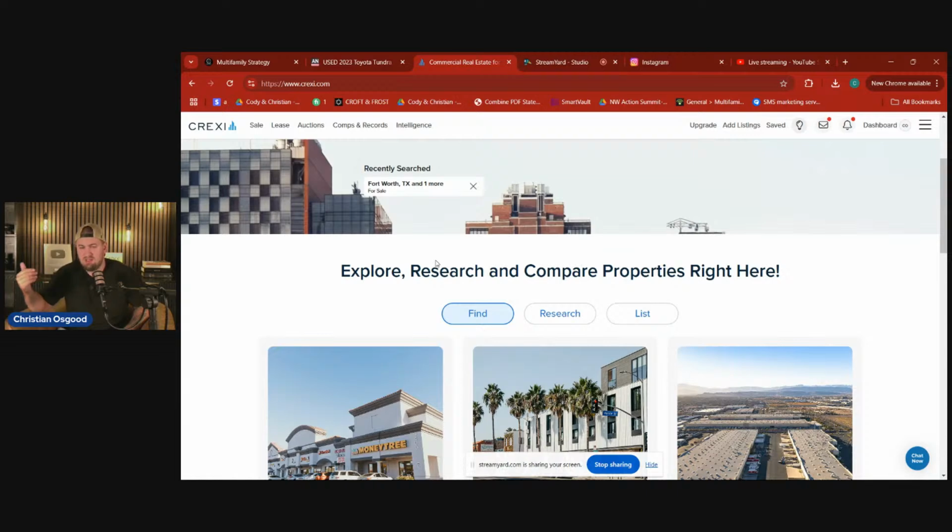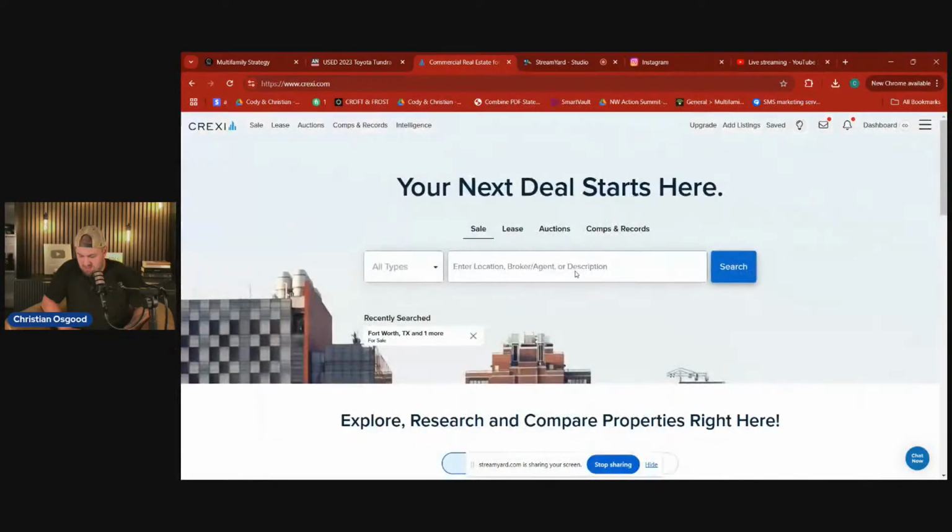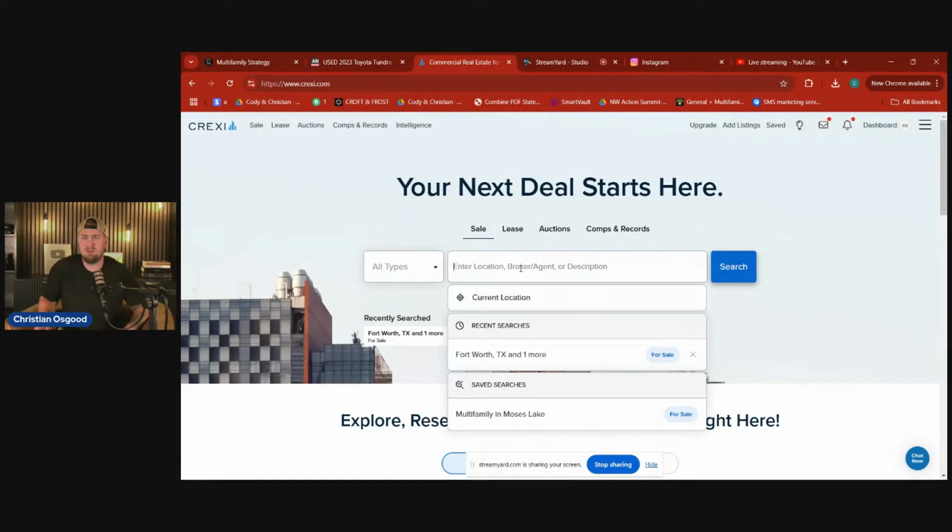On Crexi, basically all the listings are shown. Now, when I'm looking for a deal, I want to see all the deals. I want to see who's listing the deals. I want to see what's out there. I have found that Crexi is the easiest, most efficient way to do that for free. So I'm going to hop in here. I'm going to check. So I live very close to Fort Worth. I own in Stephenville, Texas, Laredo, Texas, McAllen, Texas, Houston, Texas. I do not own in Fort Worth yet. I do live very close to Fort Worth. This could be the first place that I check today.